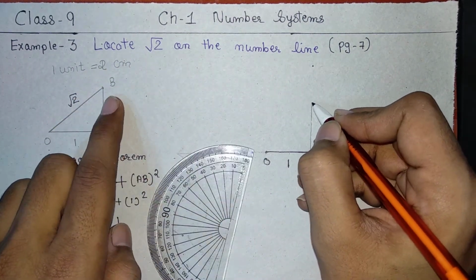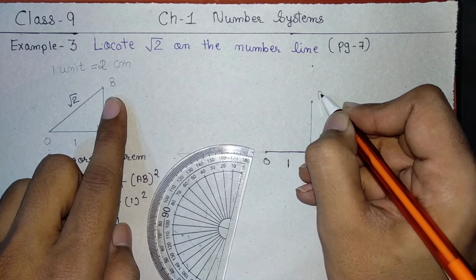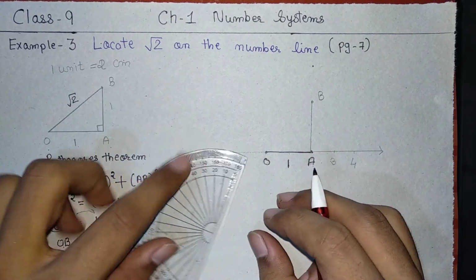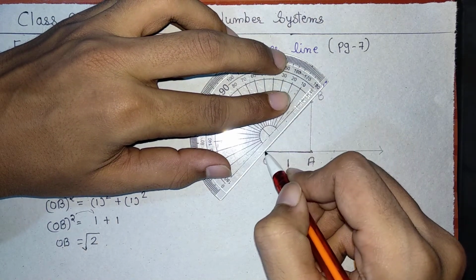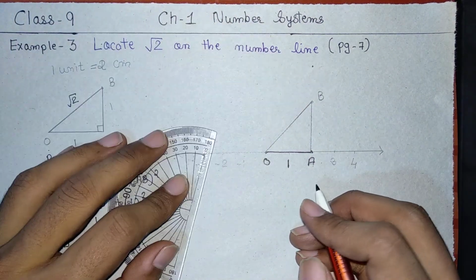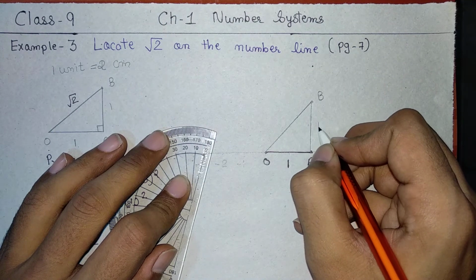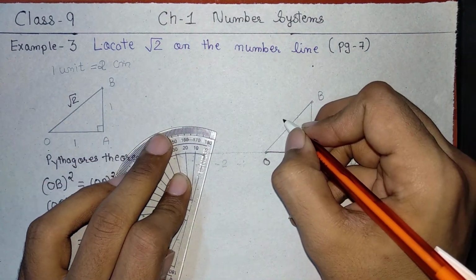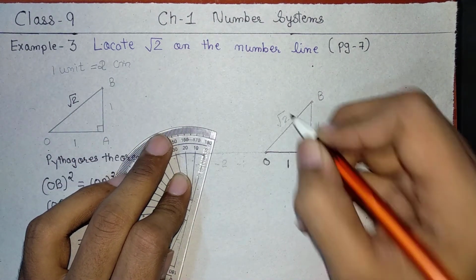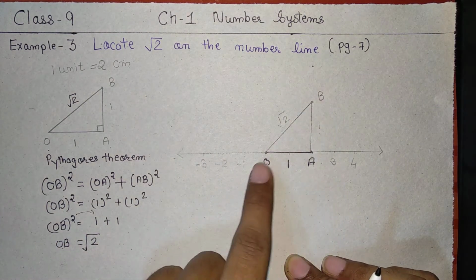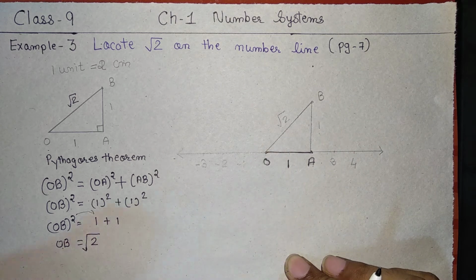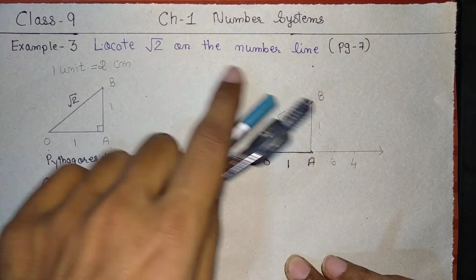This is point B and this is also point B. Now what we have to do? Now we have to connect this O and B. This was 1 unit and OB is nothing but root 2. But is this root 2 on the number line? No, the root 2 is not on the number line. How can we put root 2 on the number line?